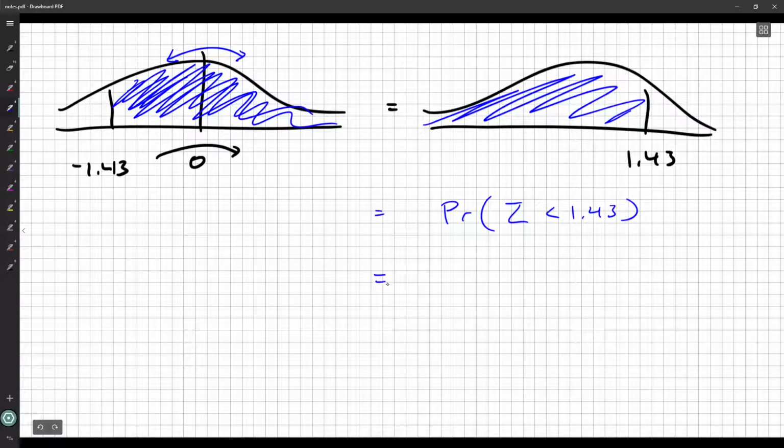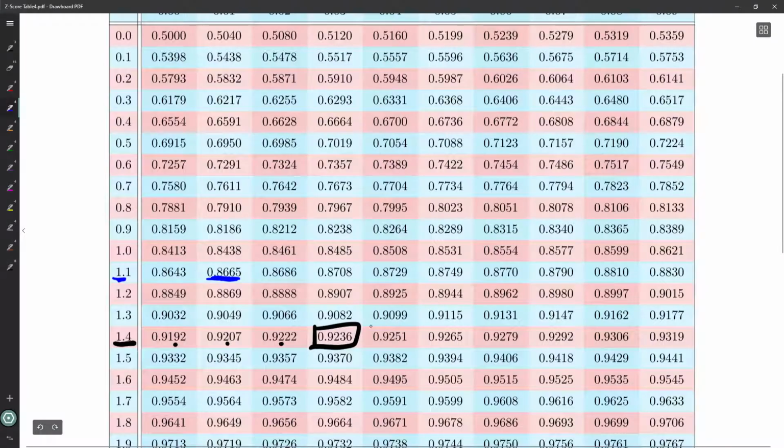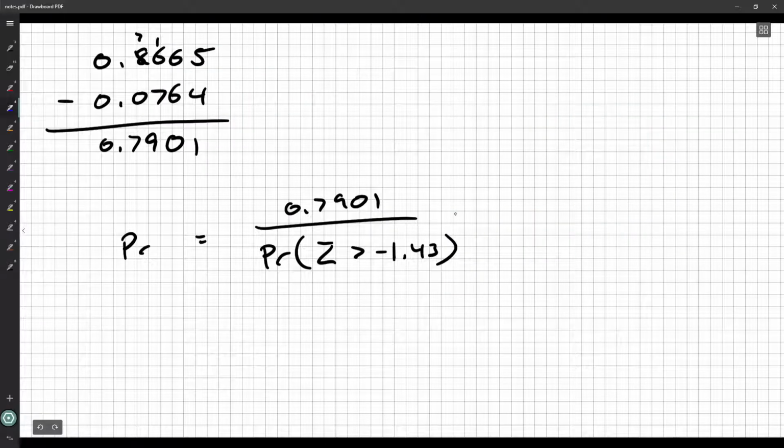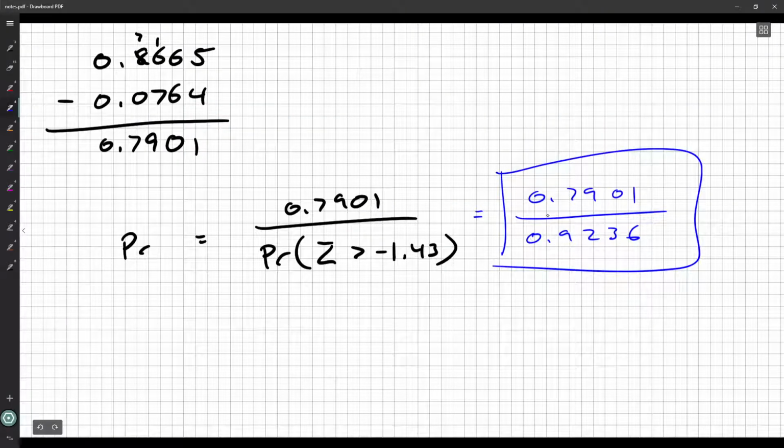We already looked that up. I don't remember it off the top of my head. So there it is, 0.9236. And that's going to be our denominator here, at least working to 4 decimal places. So there we go, although I wouldn't leave it like that with the decimals.